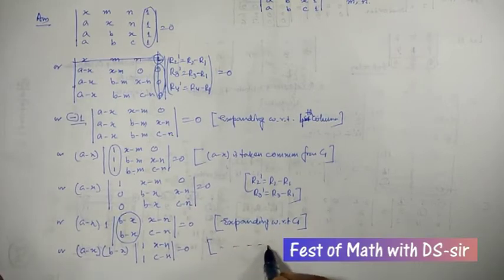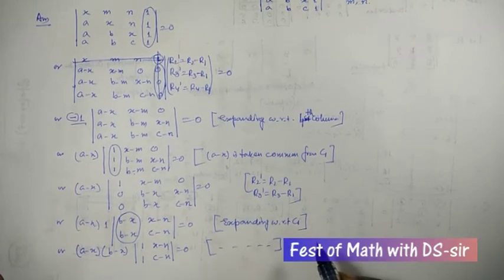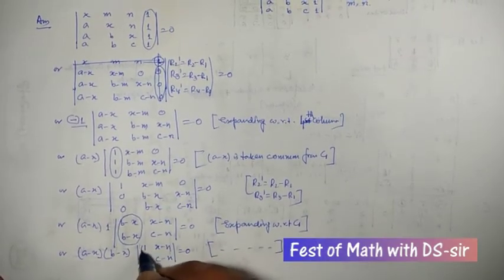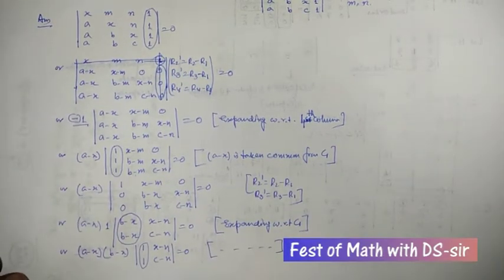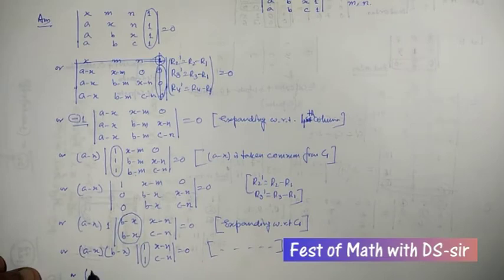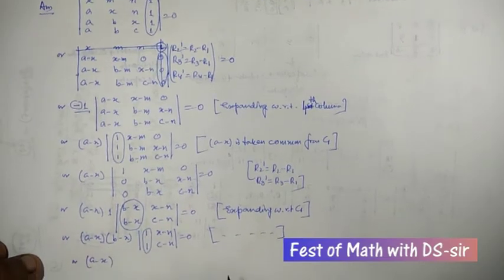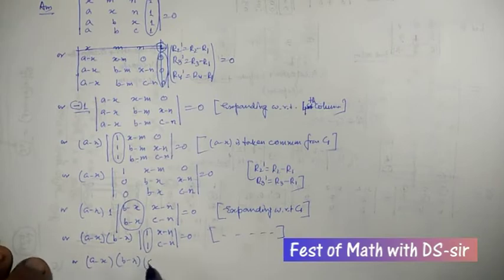So you can write the explanation. Now after that, again we get a column whose all elements are 1. But in this case, since it is a second order determinant, we won't apply the previous method. We just expand it. So a minus x into b minus x on expanding, c minus n minus x plus n equals 0.